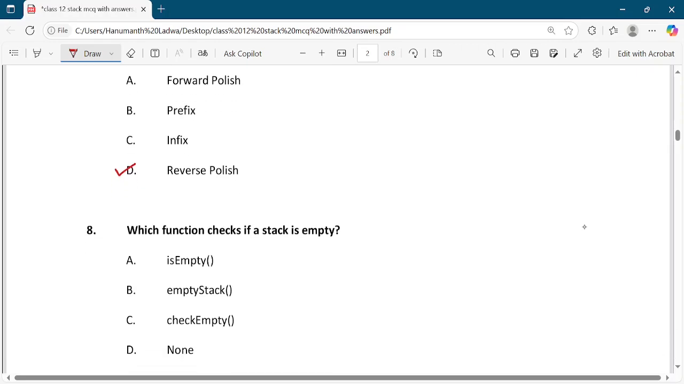Question number 8. Which function checks if a stack is empty? Option A, is empty. B, empty stack. C, check empty. D, none. So here option A, is empty, is the operation that checks whether the stack is empty or not.